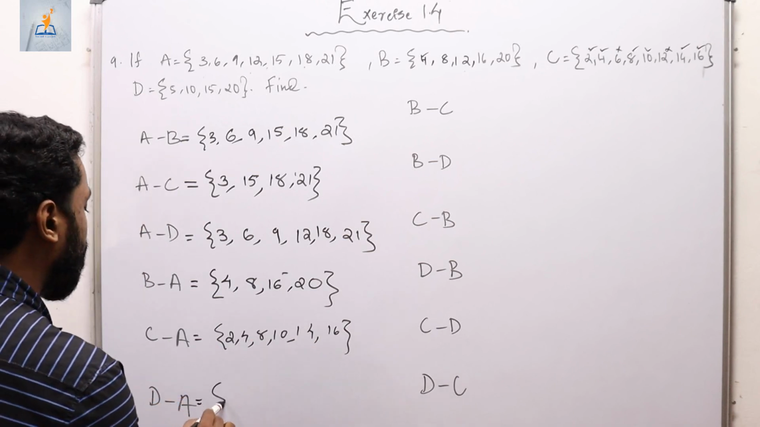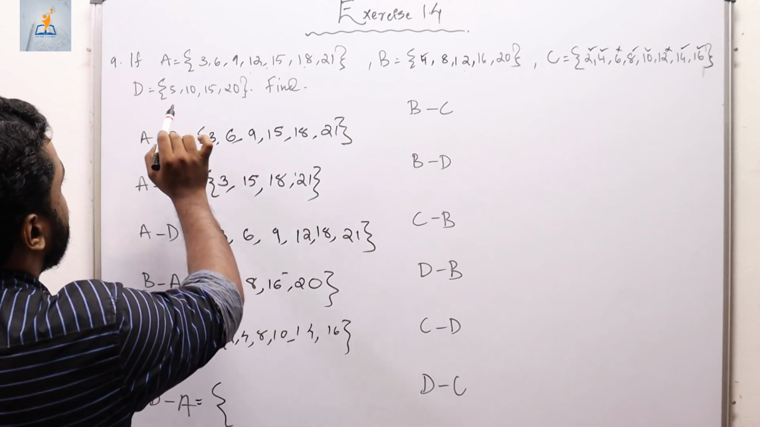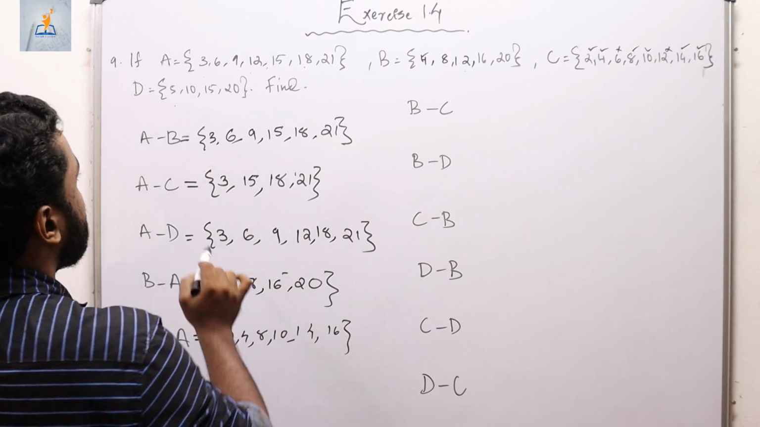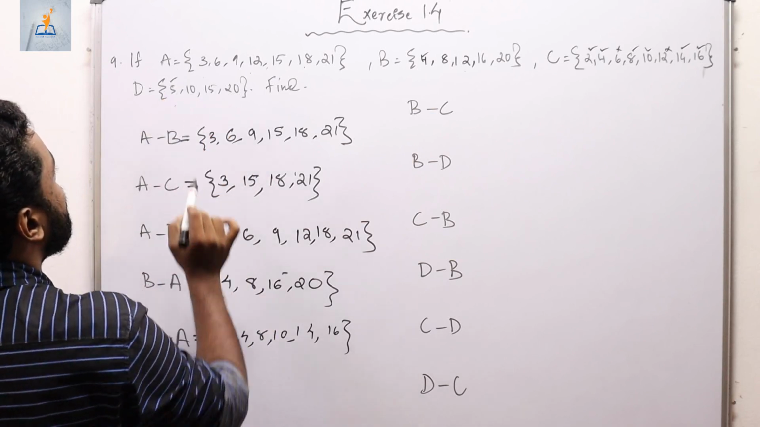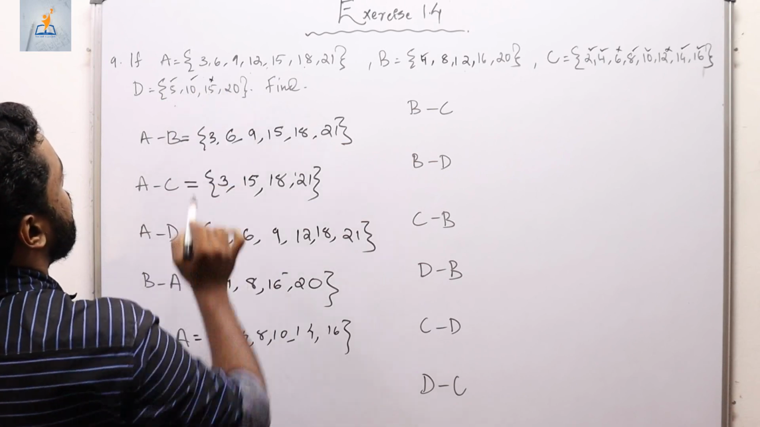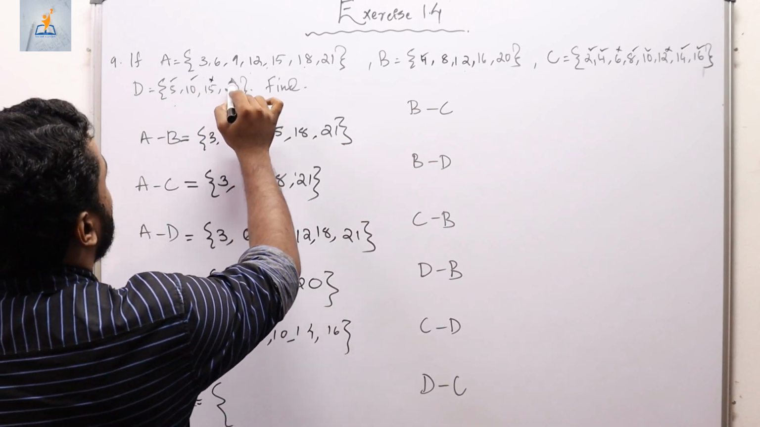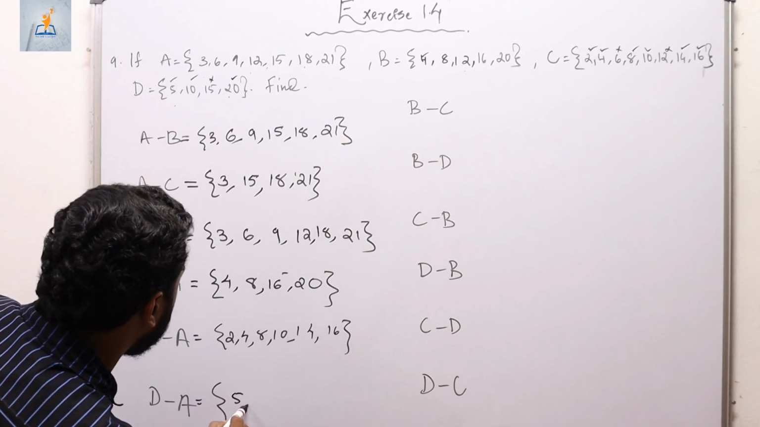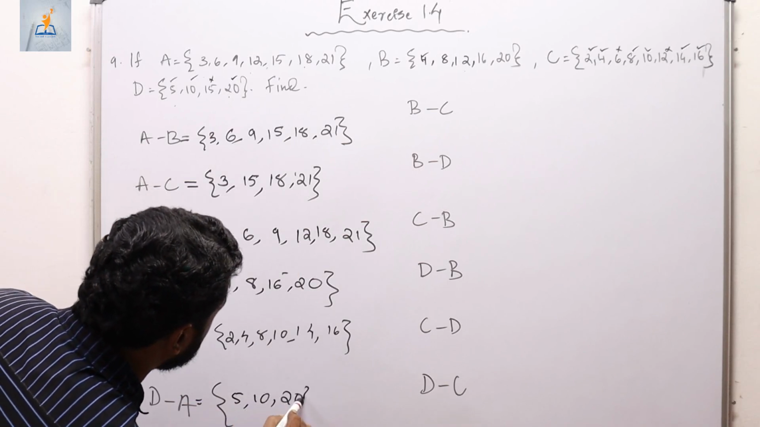Similarly, we can evaluate D minus A as the set of all elements in D but not in A. You can observe that 5 is in D but not in A, 10 is not in A, 15 is there in A also, 20 is not in A. So the set will be 5, 10 and 20.